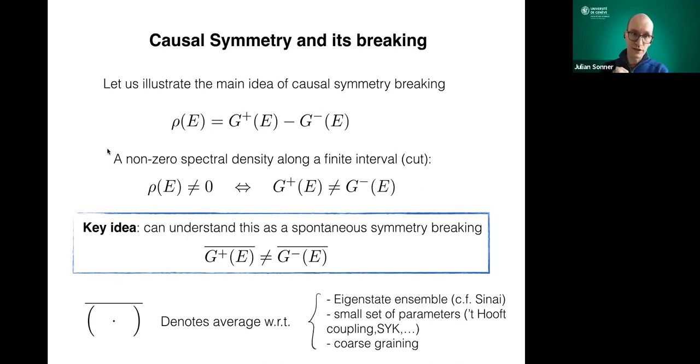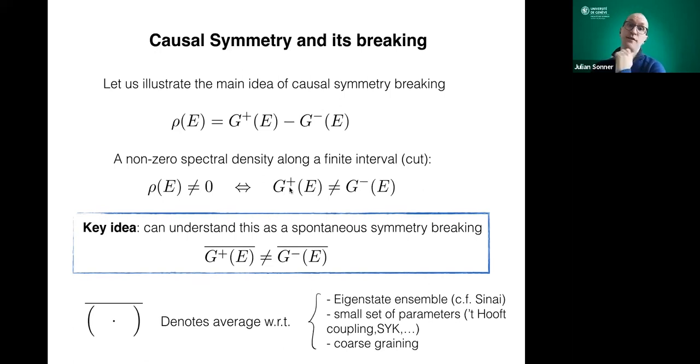But this means, of course, that if you have a non-zero spectral density, technically speaking along a finite interval, so a branch cut, then G plus of E must be different from G minus of E. Otherwise, this would be zero. So the key idea is that we can understand the difference between the prediction of the retarded correlator and the advanced correlator along this cut as a spontaneous symmetry breaking. So I will write down for you a theory which has as a saddle point the solutions for G plus and G minus, such that G plus along the cut will be different from G minus along the cut. I will, of course, have to explain to you what this mean field is and what this effective theory is, but this is the idea.